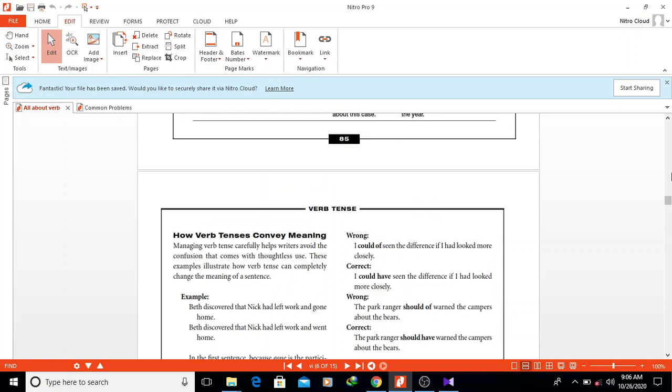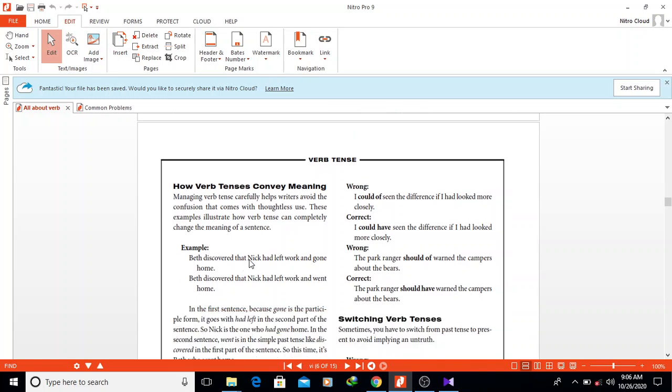I want to explain why I give comments on your verbs many times. Verb tenses convey meaning. If you misuse them, your sentence will have a different meaning. For example, in these two sentences there is one difference.